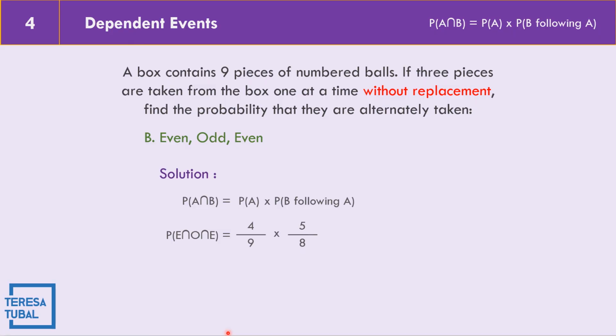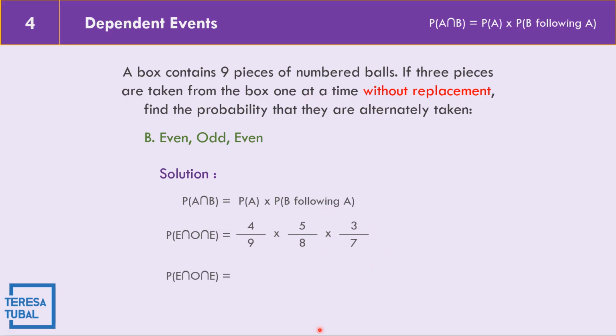For the even number, that is 2, 4, 6, and then 8. But given na yung first even number, let us subtract the 4 by 1. So 4 minus 1 is equal to 3. And the denominator, because the problem is without replacement, one at a time, 8 minus 1 is equal to 7.